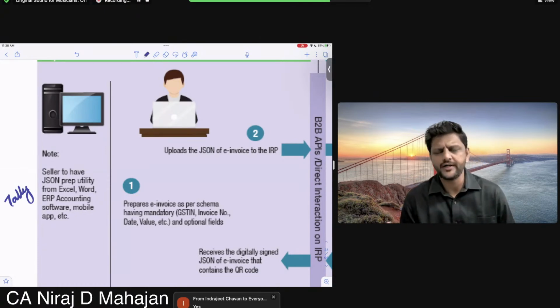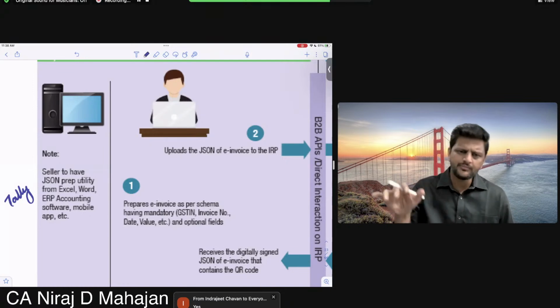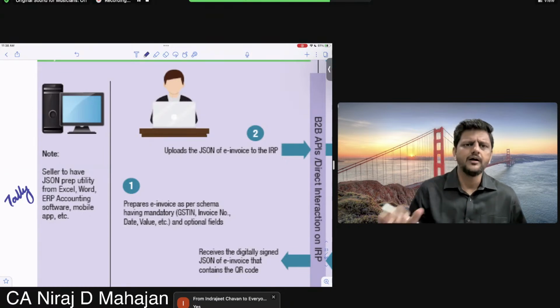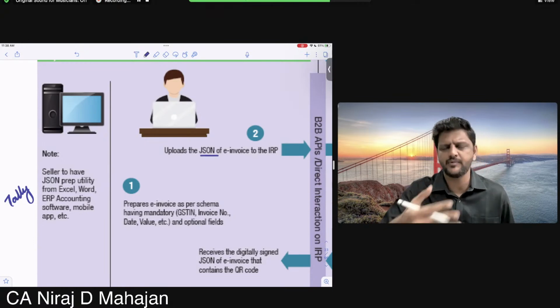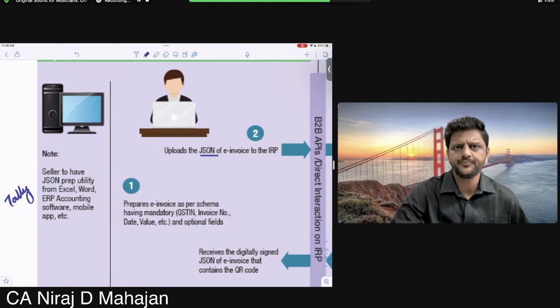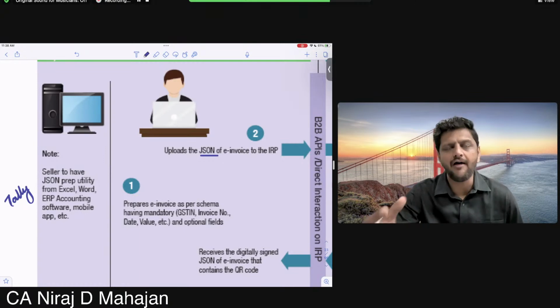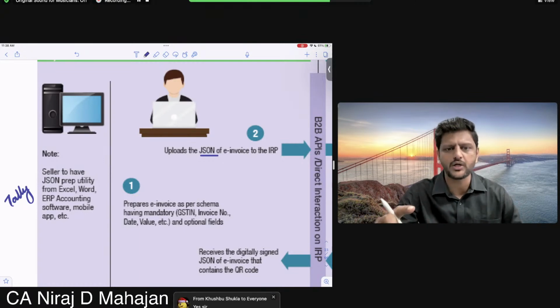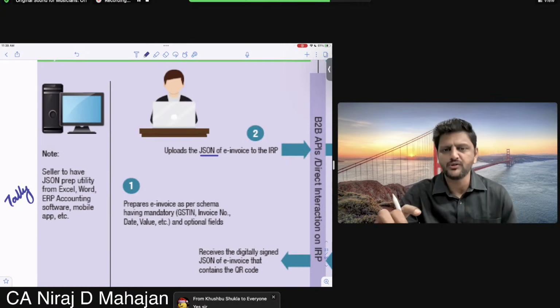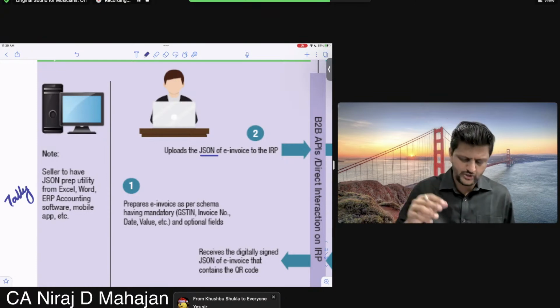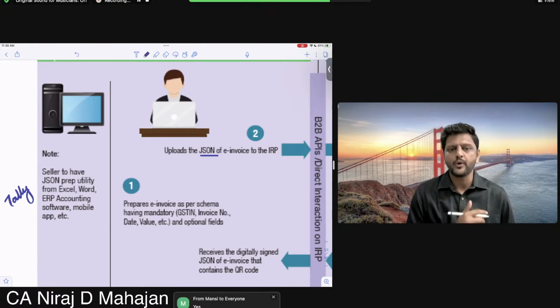So let us say you did a sales entry in Tally. Now from that software only, a JSON file will be created. Just now we discussed XML, XBRL. You have JSON files also, which will have the important details required of the invoice. That JSON file will be uploaded on the IRP. Understood? So check. The seller prepares the e-invoice.